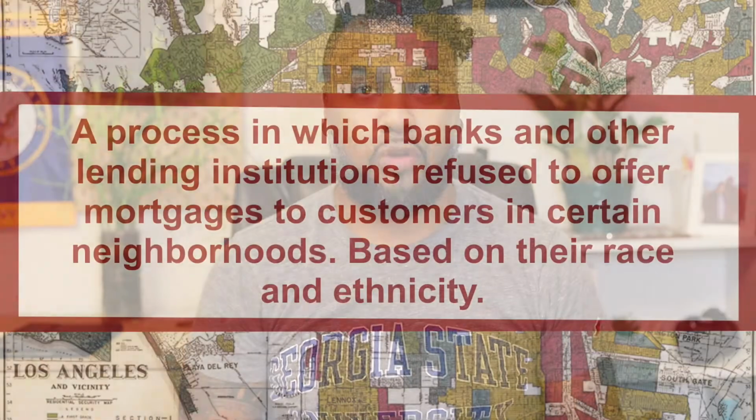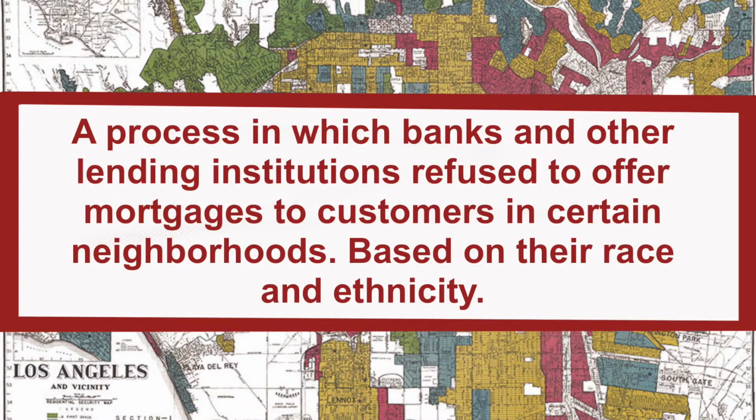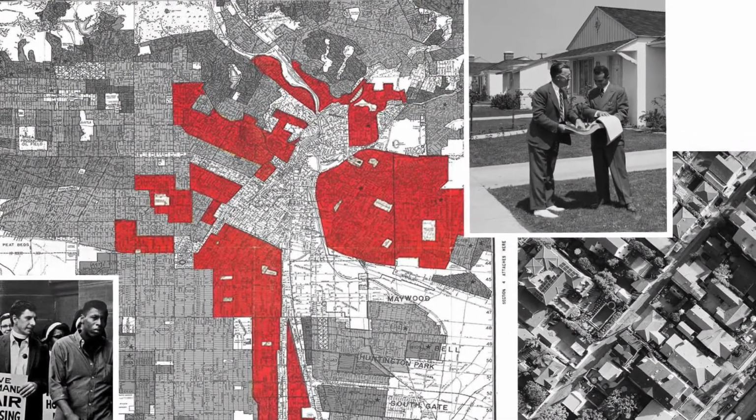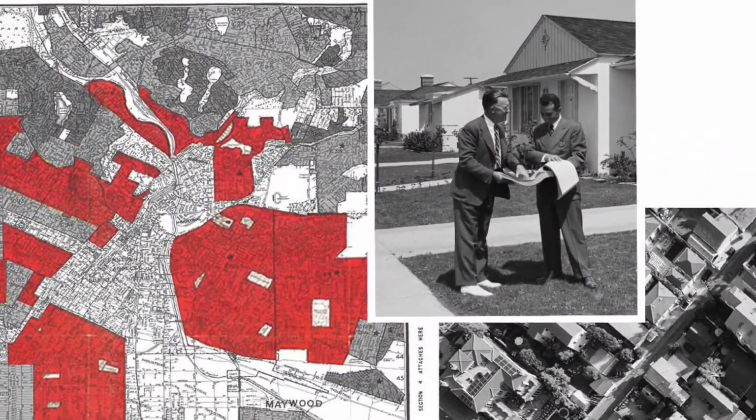Redlining is a process in which banks and other lending institutions refuse to offer mortgages to customers in certain neighborhoods based on their race and ethnicity. If they did offer mortgages, they would do so at much worse rates than their white counterparts. Obviously, this was the clearest and ugliest example of institutionalized racism. It was how structural racism and inequality was designed into cities. And as you'll see in the following episodes, it hasn't completely been undone.